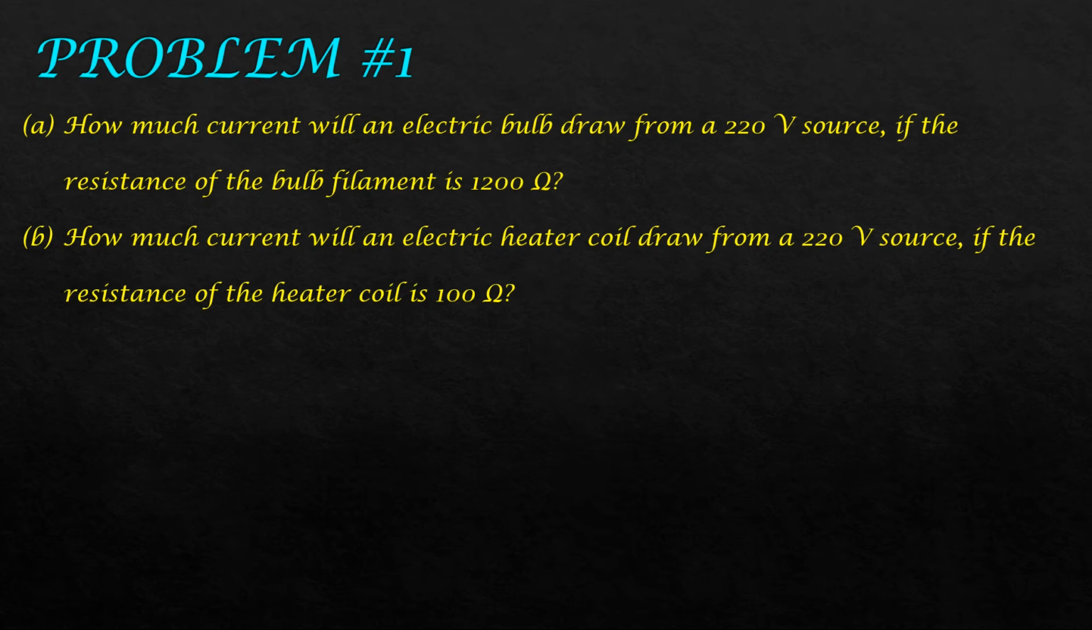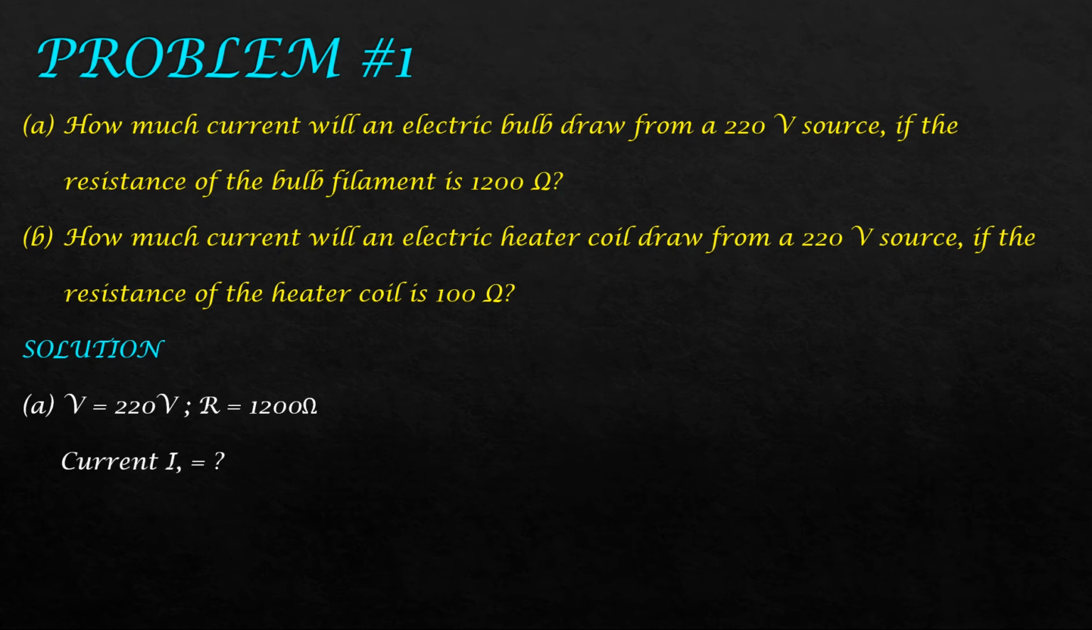I already told you that every material has a different resistance, right? The bulb filament has a different resistance, and the heater coil also has a different resistance. Now let us go to the solution. Here we have the voltage source and the resistance is 1200, and we have to find the current drawn.